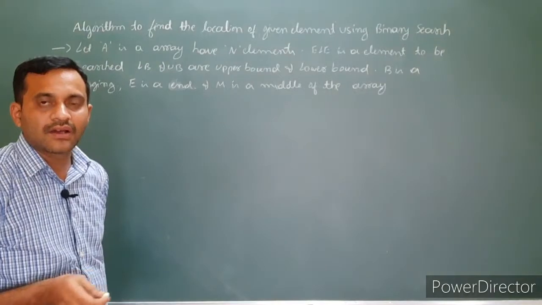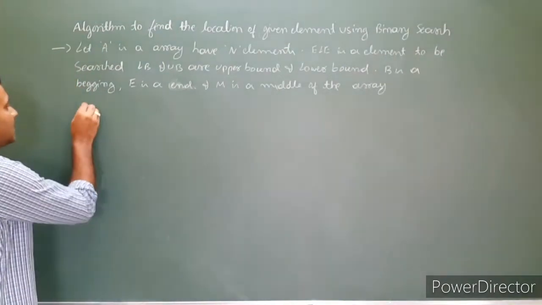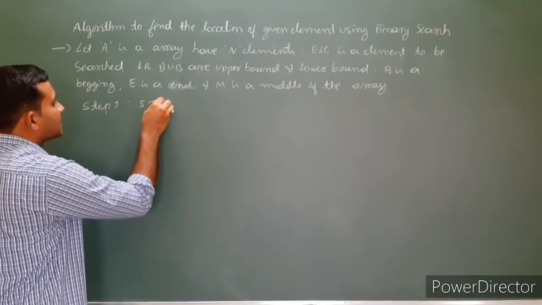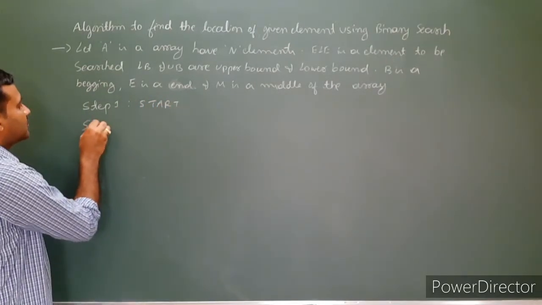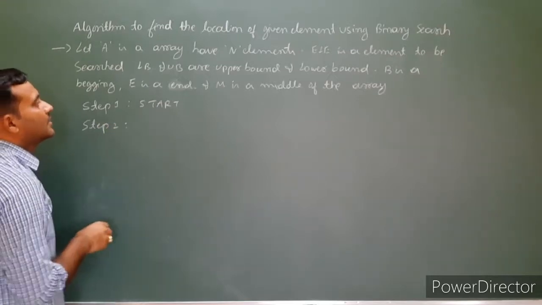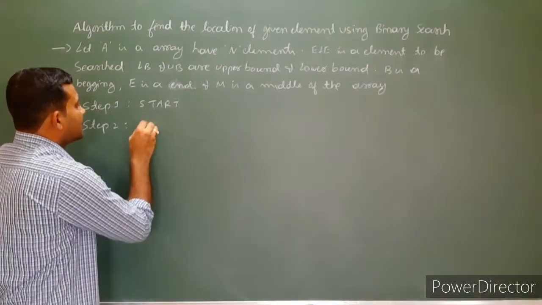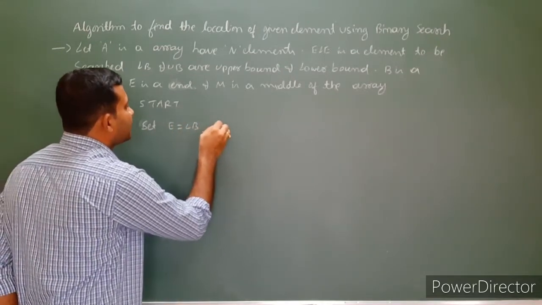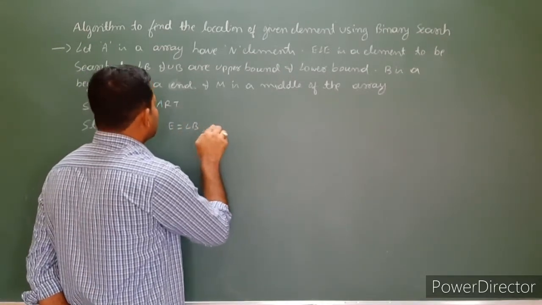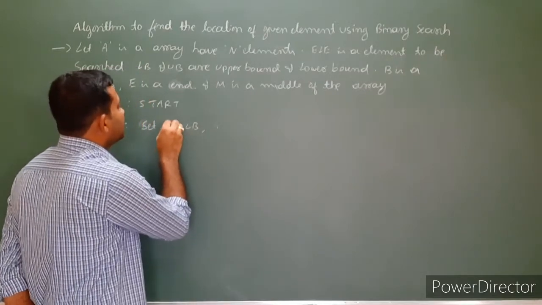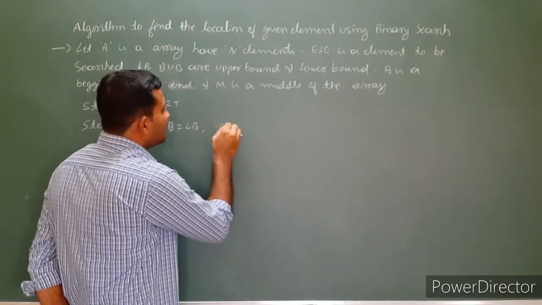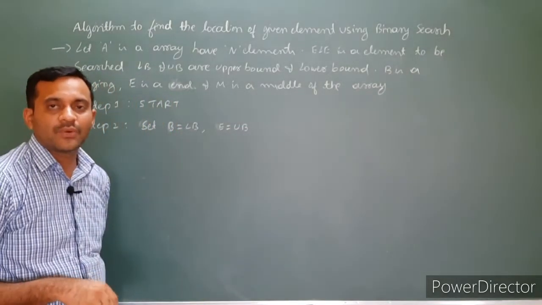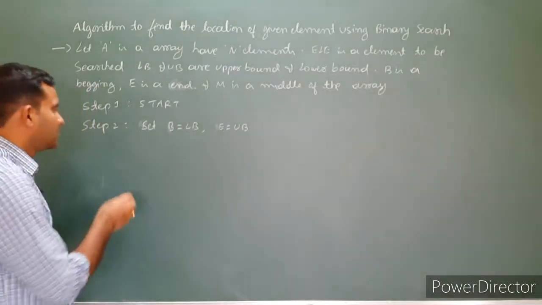Then the following is the algorithm for binary search. Let's start the algorithm. Step 1, start. Step 2, initialize: B equals lower bound, E equals upper bound. First we have to set beginning equals lower bound, end equals upper bound.